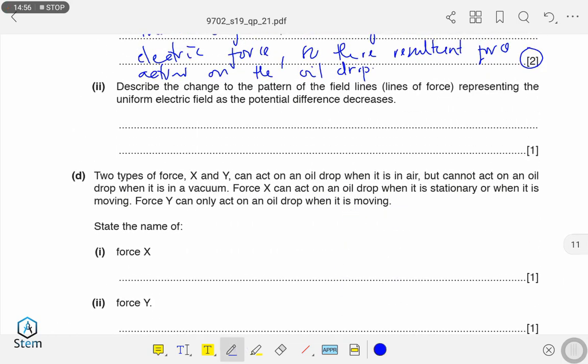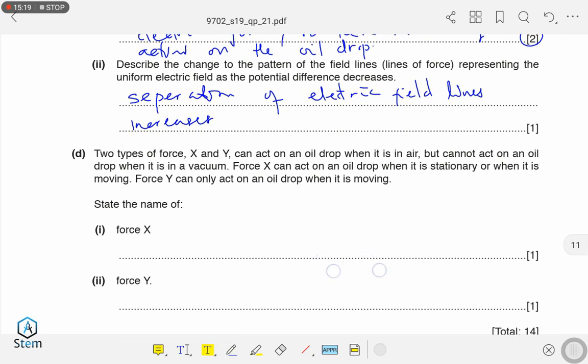So the separation of electric field lines increases. All right, that is what happens over there.